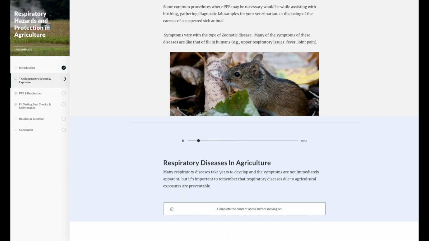Many respiratory diseases take years to develop, and the symptoms are not immediately apparent. But it's important to remember that respiratory diseases due to agricultural exposures are preventable.